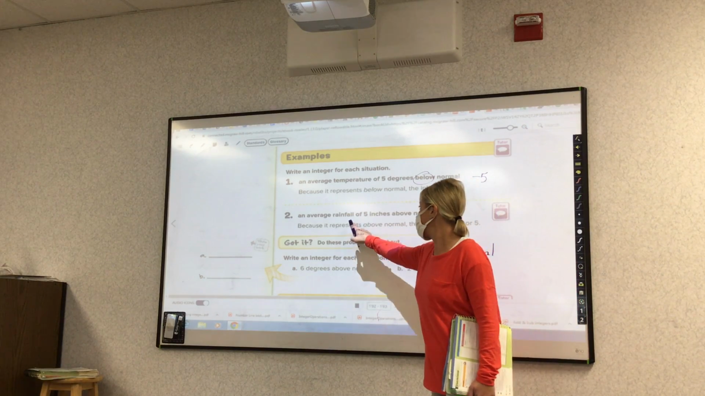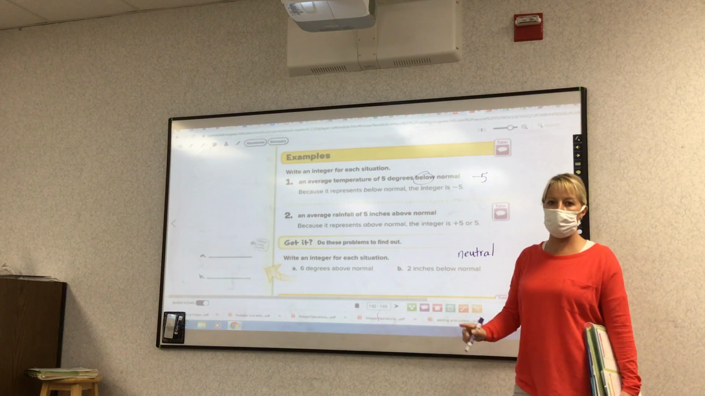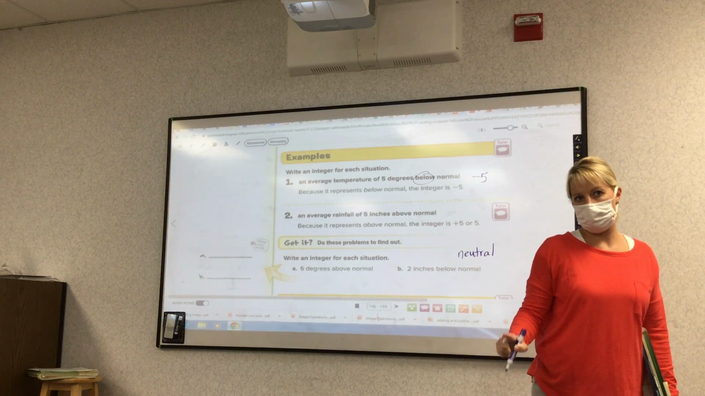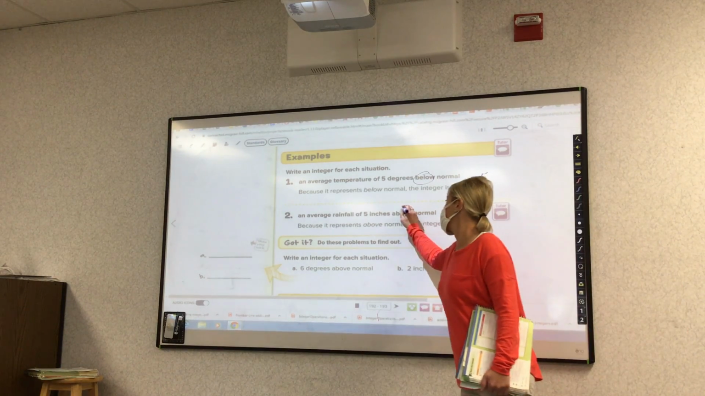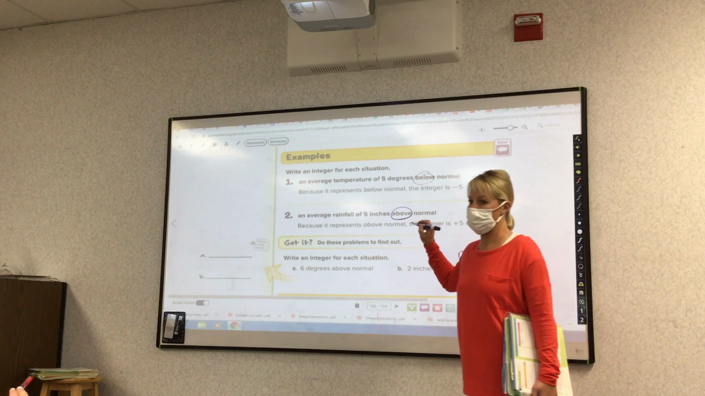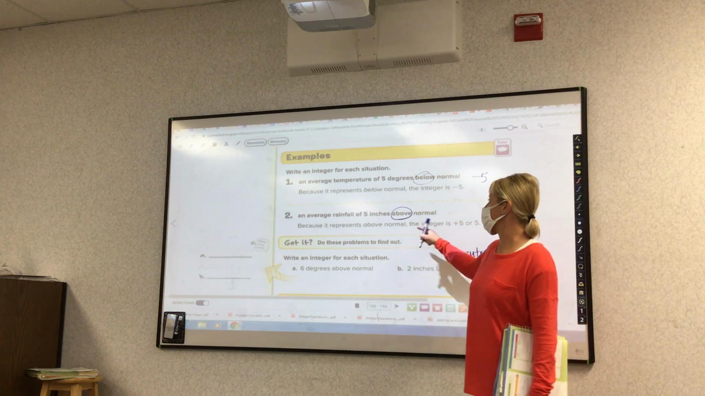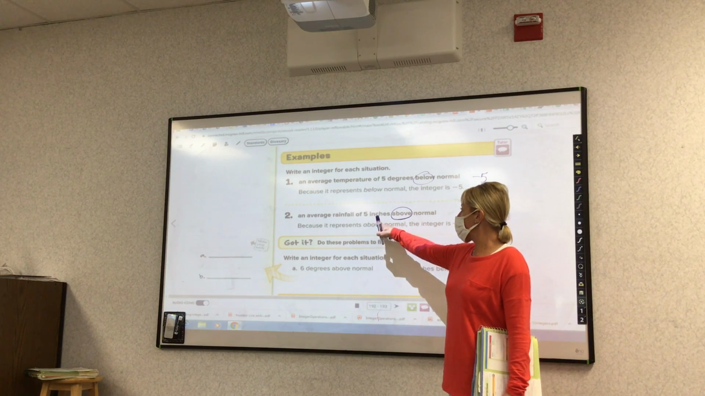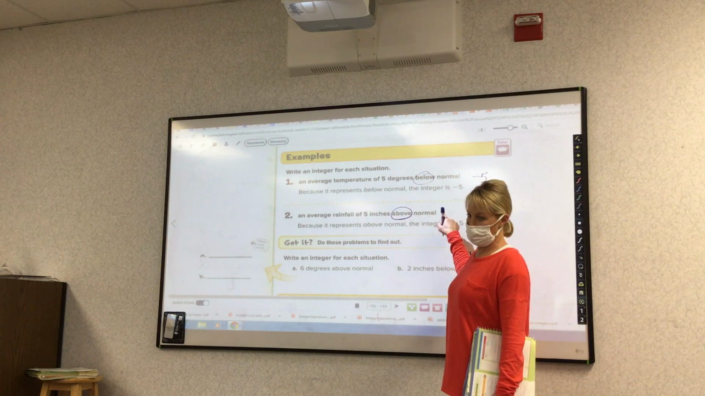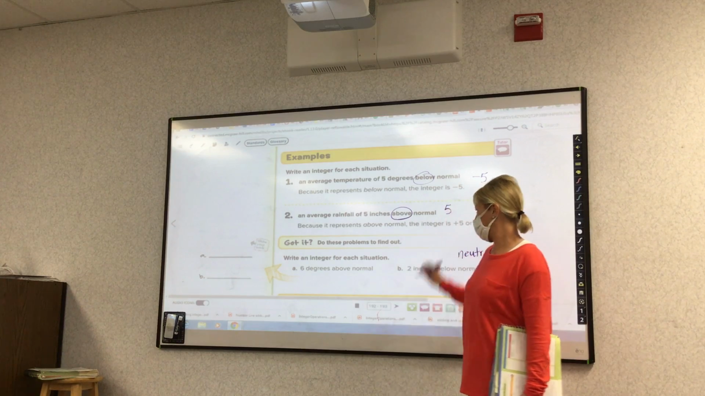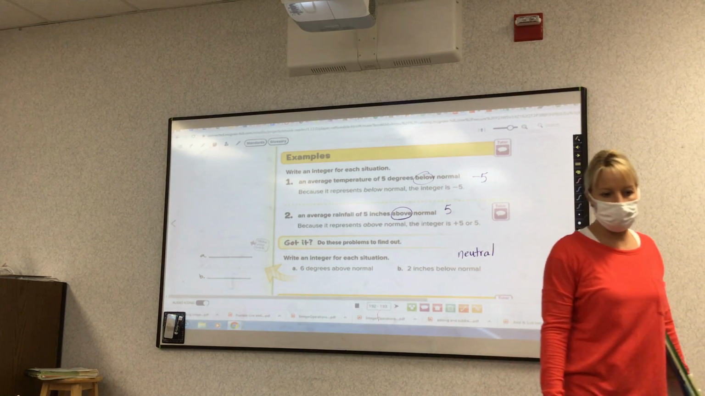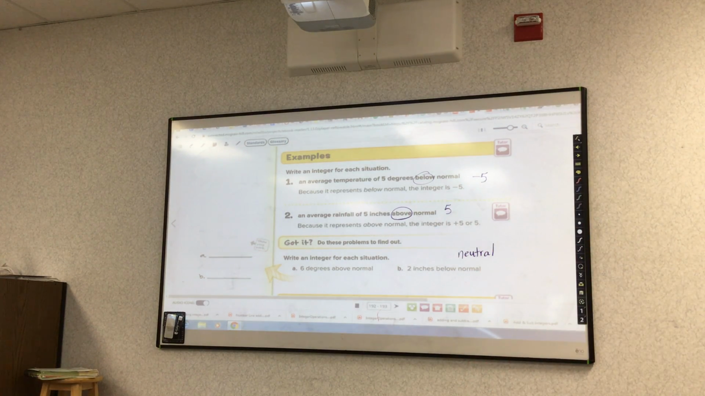An average rainfall of 5 inches above normal. I want to know my keyword. Above. Circle it. So if it's 5 inches above, what am I going to write? Just the 5. Do I have to put a plus in front of it? No. You do not have to.